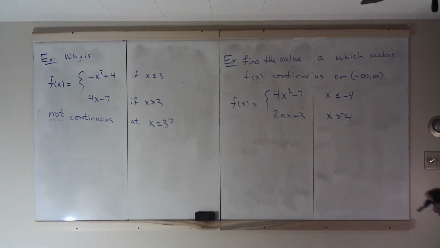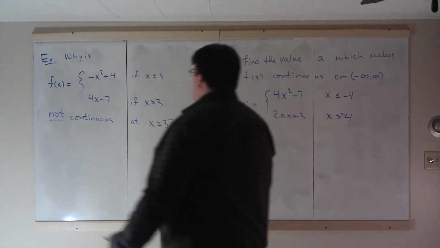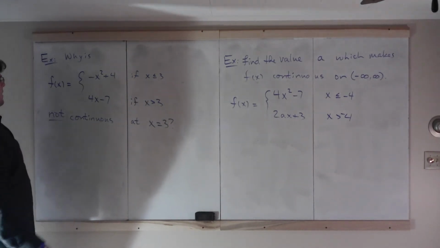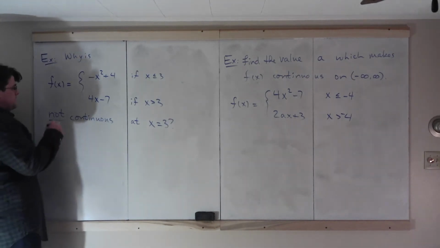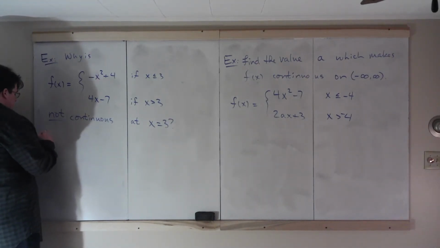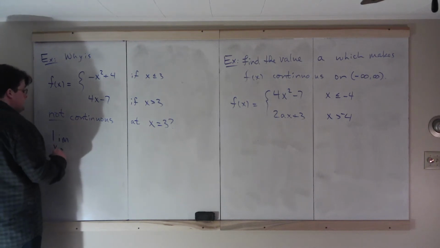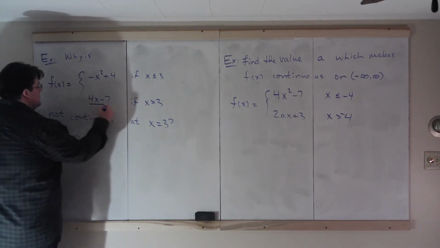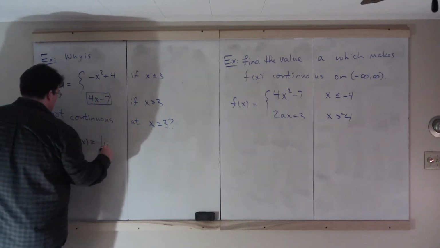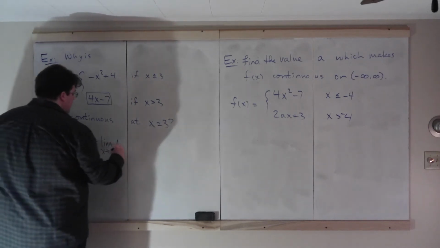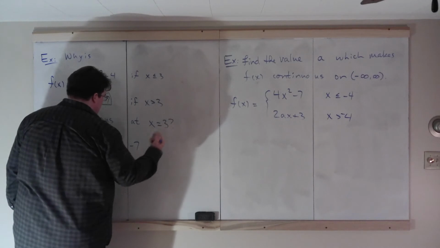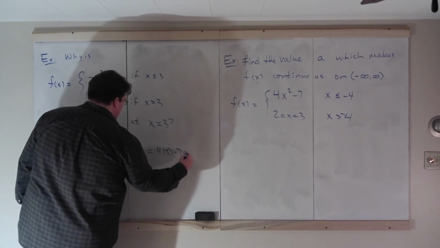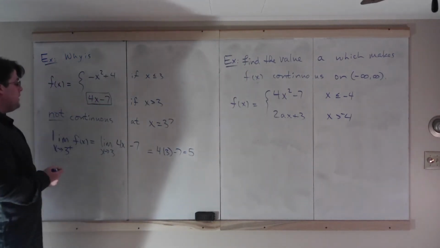So the first one, why is that function not continuous at x equals 3? Well, let's check. We have a function that's defined differently on the left than it is on the right. So let's check the limit on the left and the limit on the right and see if they're the same. The limit as x approaches 3 from the right of this function equals what? Well, this is the one that defines it on the right. It equals the limit as x approaches 3 of 4x minus 7, which equals what? Well, we can just use substitution, the algebraic limit laws. Substitute 3, you get 5.